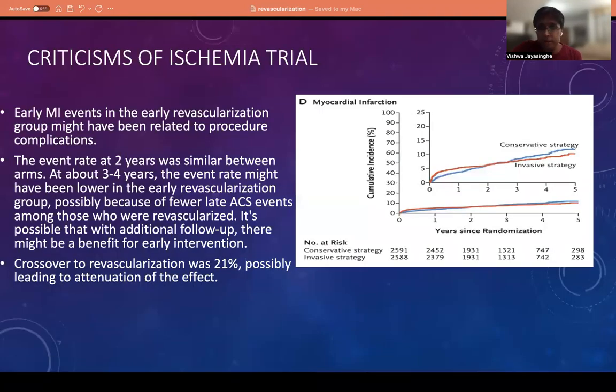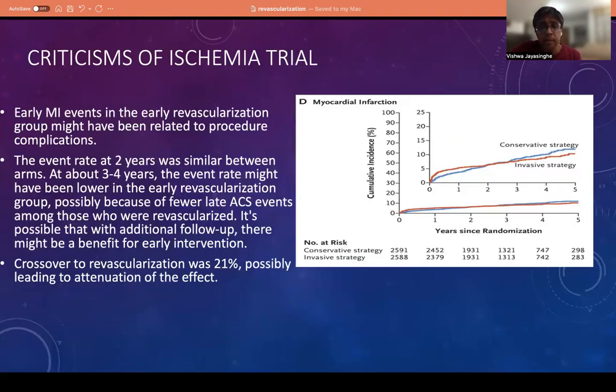Right. So there were some criticisms of this ISCHEMIA trial. Again, what I highlighted earlier had been a criticism of this trial. They say early MIs were due to procedural MIs, and then after 2 years, the MI rate was similar between the arms. Then the conservative strategy quietly overtook the invasive strategy. And what will happen if you follow them up over a longer period of time is yet to be known. So we don't know what is happening in that sense yet. Also, there's the crossover revascularization of 21%, but that was mostly balanced from either side, right?